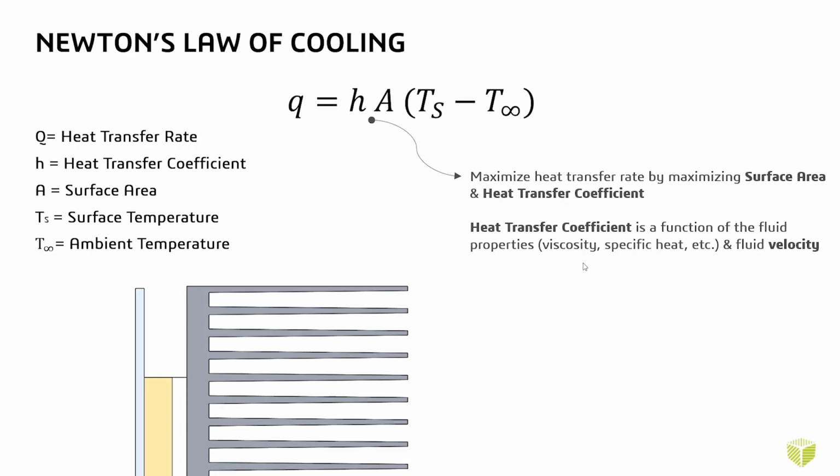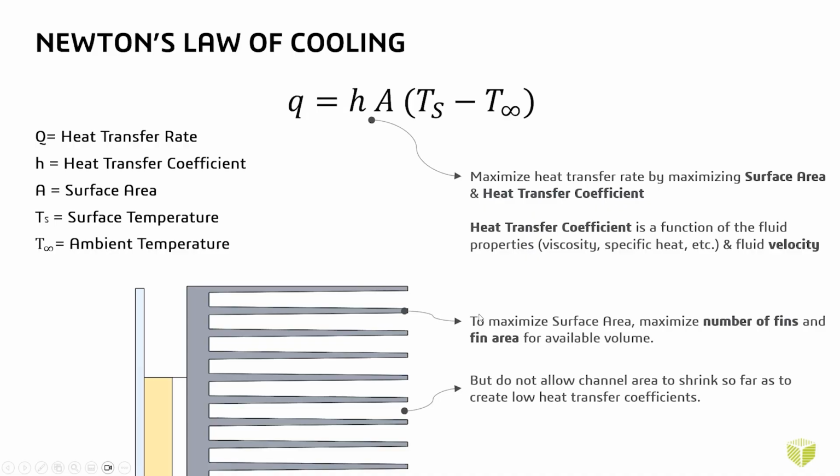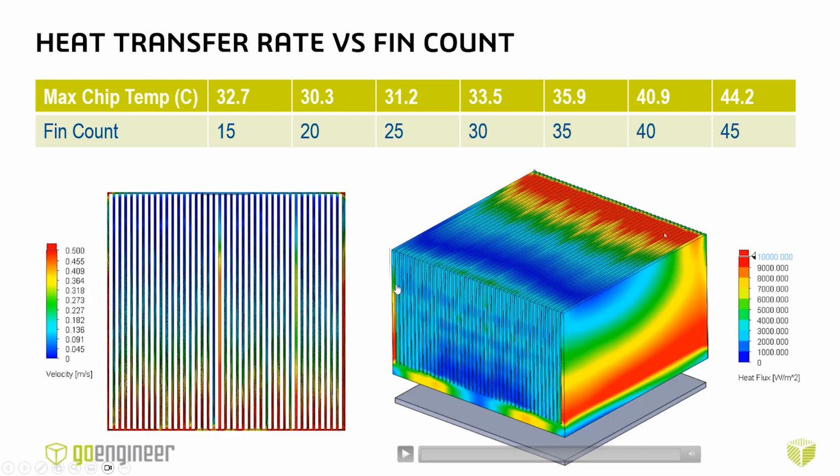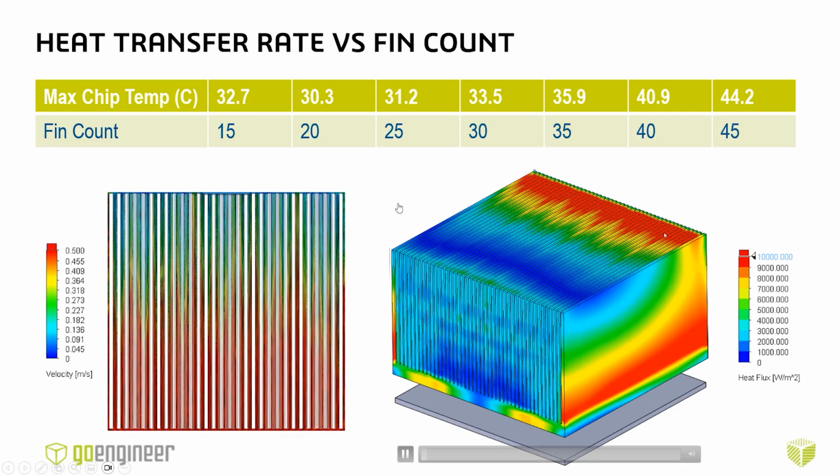I could also increase the velocity of the fluid flowing past the fins to increase that heat transfer coefficient. And then obviously to maximize area, I could do things like increase the number of fins, increase their height, their length, their width, to maximize that heat transfer. But I have to be careful. If I make the gaps between the fins too small, I'll reduce the velocity, which will reduce the heat transfer coefficient. So I got to be careful with what I do there.